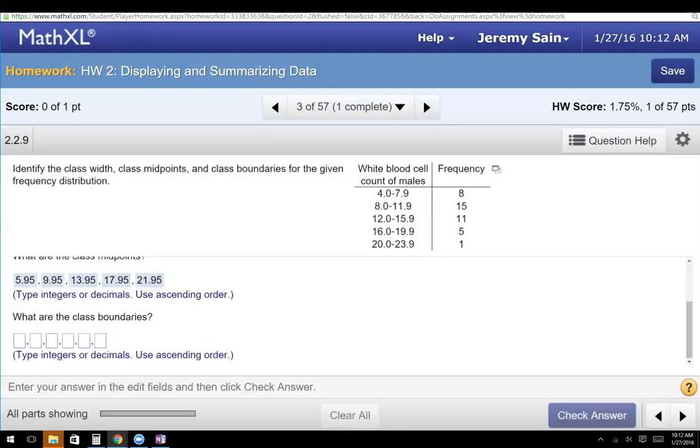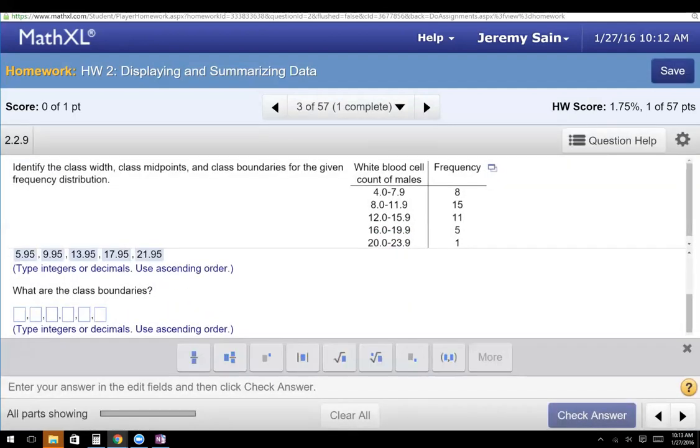All right, and then the class boundaries. Halfway in between 7.9 and 8 is 7.95. That's the second one, which means the first one should be 3.95. Then 7.95, 11.95, 15.95, and 19.95, and then 23.95.